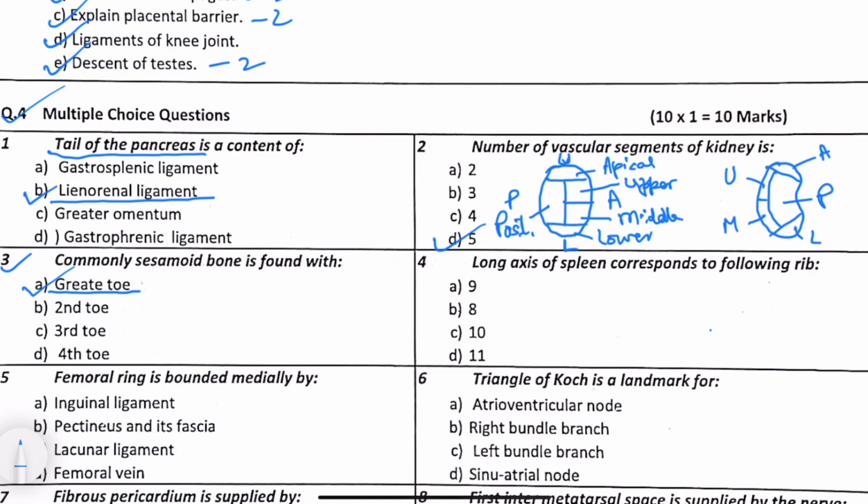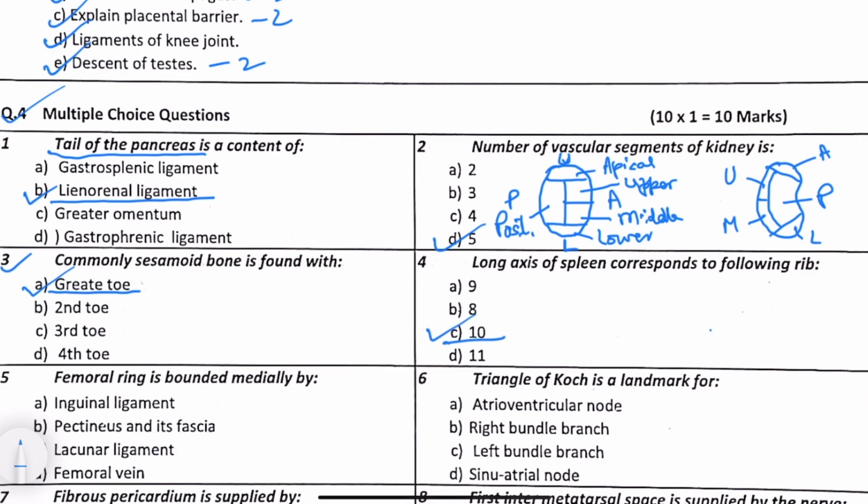MCQ number 4: the long axis of the spleen corresponds to the following rib: 9, 8, 10, 11. So the spleen is placed in the left loin region, above, behind and towards the left of the fundus of the stomach. The outer surface of the spleen is related to the 9th, 10th and 11th ribs. So the long axis of the spleen corresponds to the 10th rib.